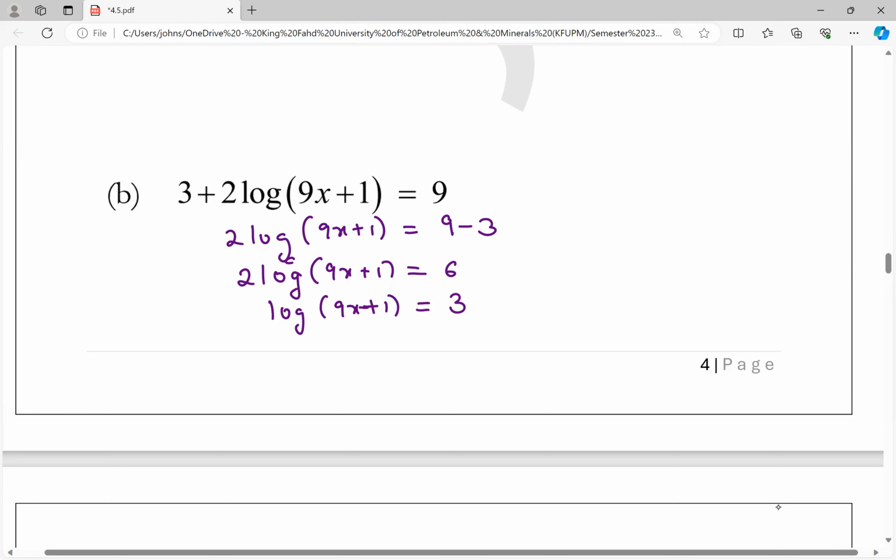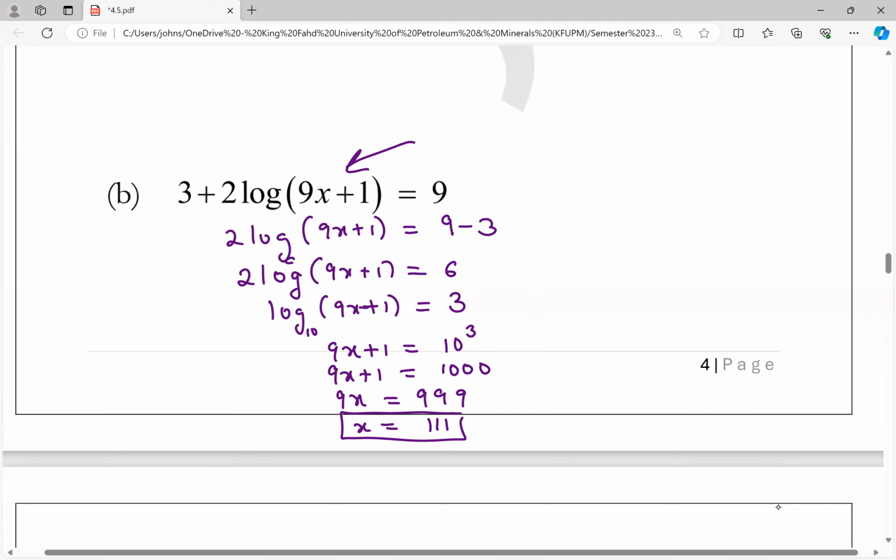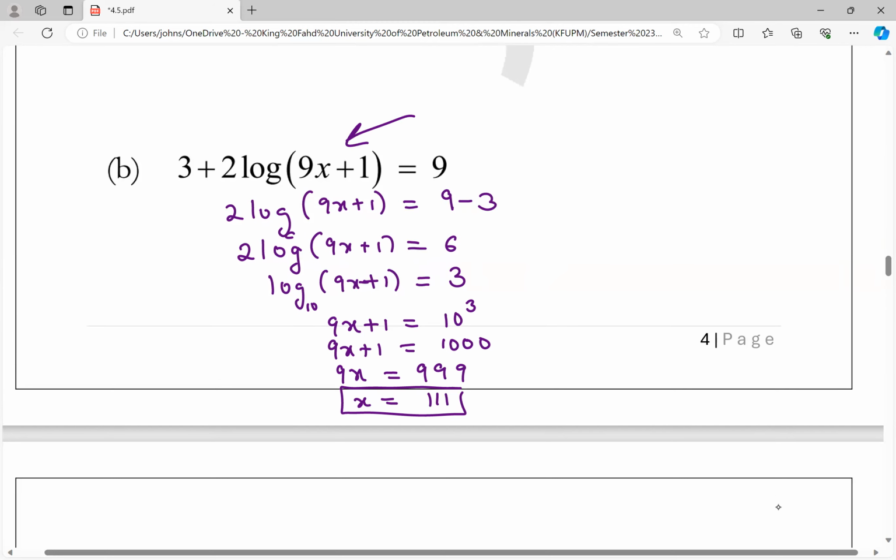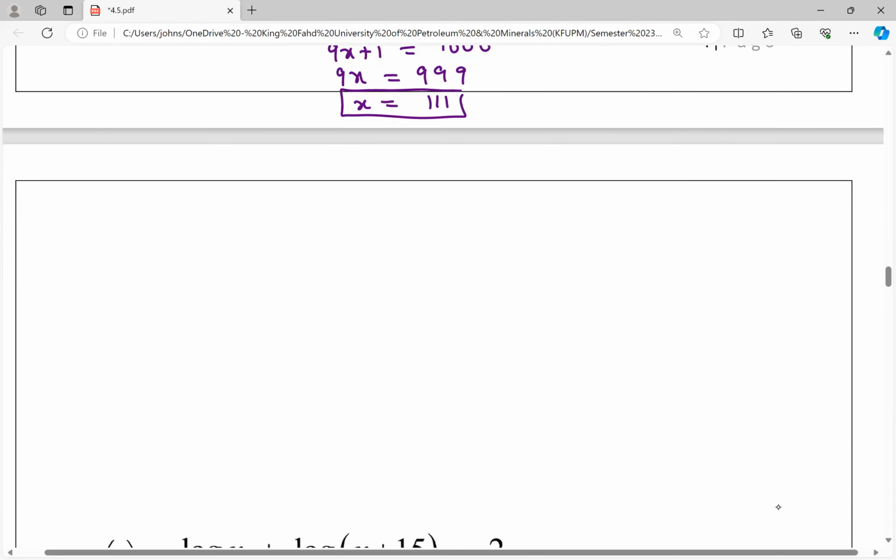equals 3. So here you can change to exponential form because this is log to base 10. So we'll have 9x plus 1 equals 10 to the power 3. So this will be 9x plus 1 equals 1,000, right? So 9x is going to be 1,000 minus 1, which will be 999. So divide both sides by 9, x will just be 111. And you can see it's going to be fine. If you substitute 111 into here, it's going to give you positive. So we have only one solution.